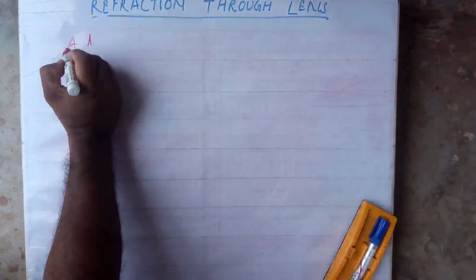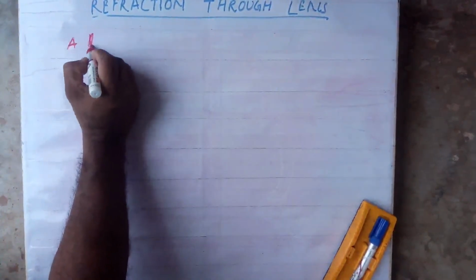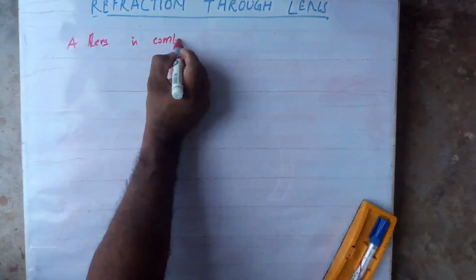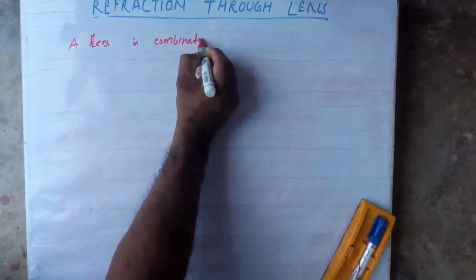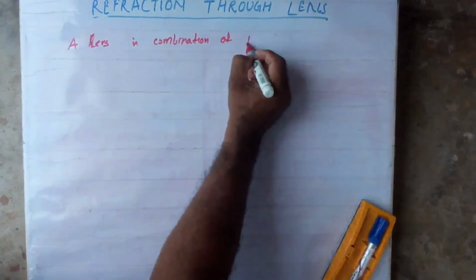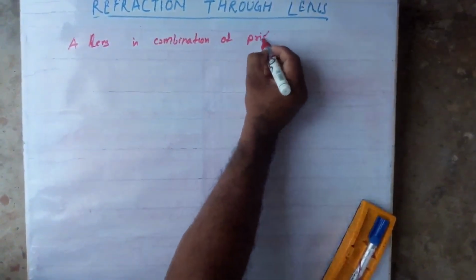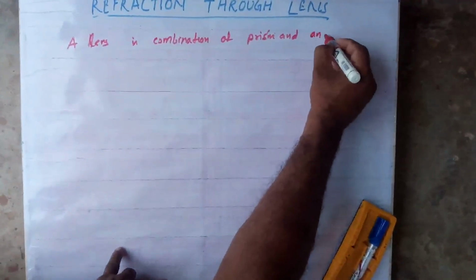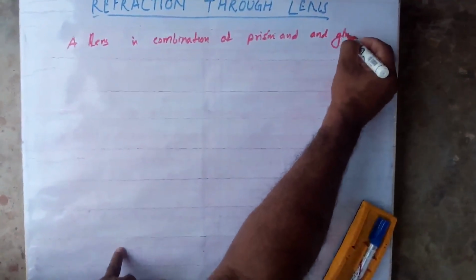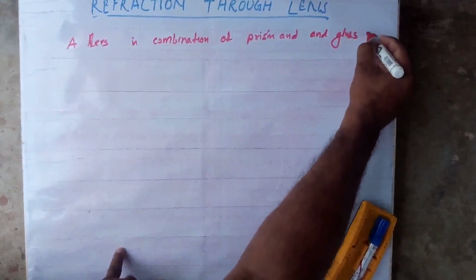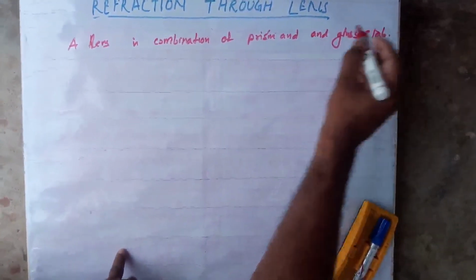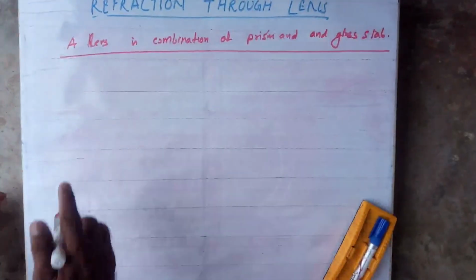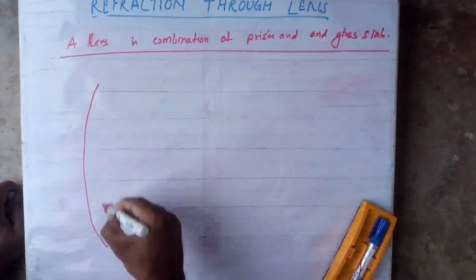Now you learn that a lens is a combination of prisms and a glass slab. Clear? Let us see. I'll show you for both the lenses how they are a combination. Let us check. This is a convex lens.